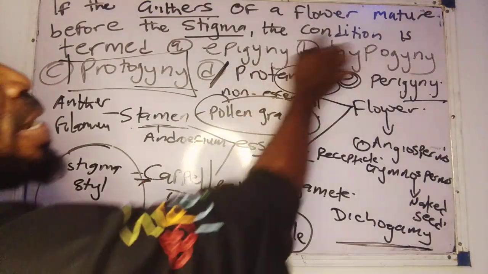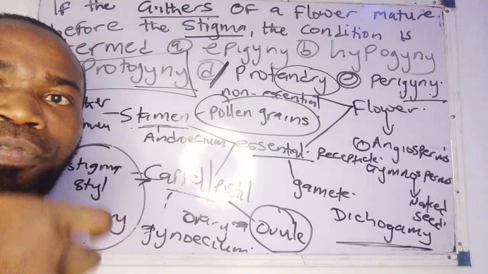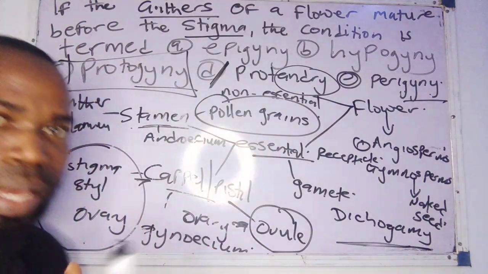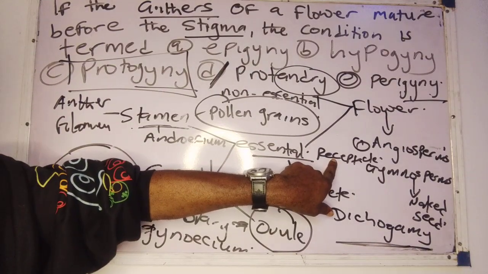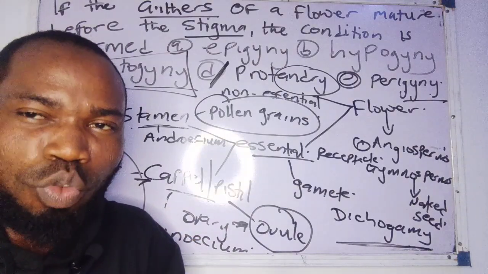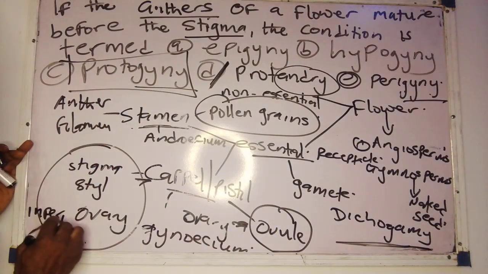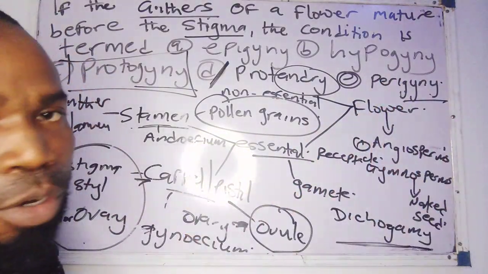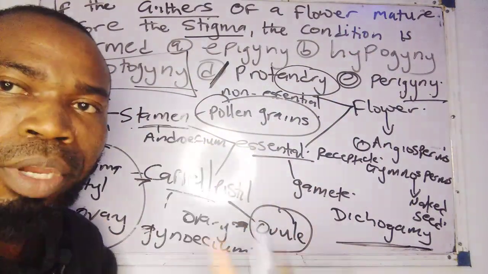So epigyny, hypogyny and perigyny is just the classification of flowers according to the position of their ovary. If it's totally embedded, we call them what? Epigyny. Embedded in where? The receptacle. And those flowers that have ovary totally embedded in the receptacle are known as what? Inferior ovary. Then this other one where we say in between, we call it half inferior. Then this one where the ovary is up, they call it superior ovary.